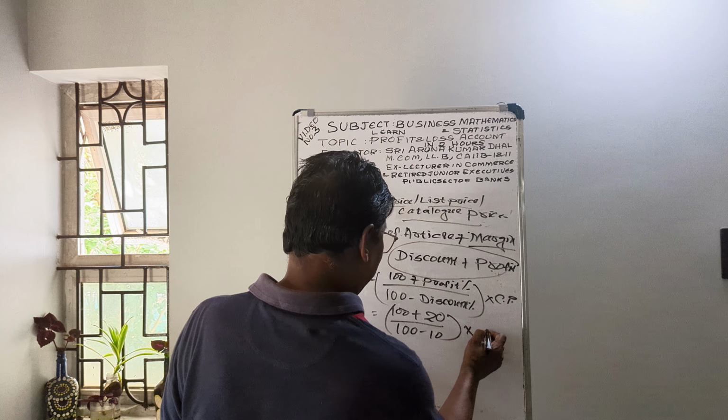Here it is 120 divided by 90 into 675, then 4 3s, 3 means 225 into 4, it is 900 rupees. So mark price is 900 rupees.